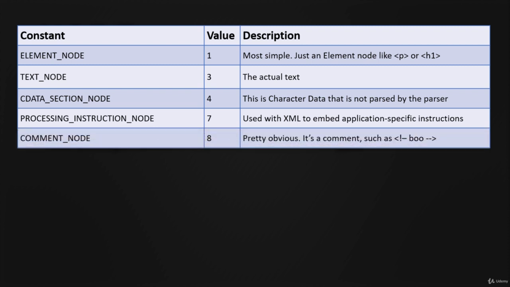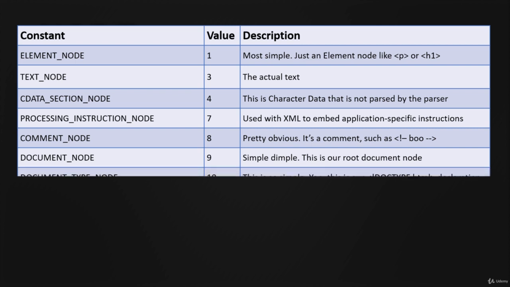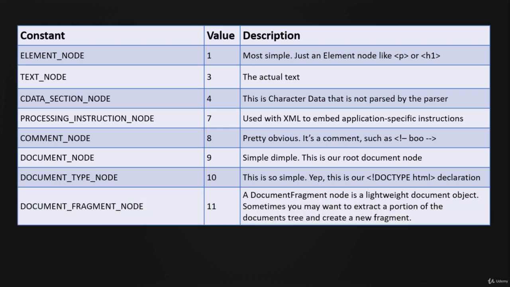We've got comment nodes, which we've seen, pretty obvious. It's a comment, such as boo. We've also got our document node, and this is also simple dimple. This is our root document node. We've also got our document type node, and this is so simple as well. Yep, it's just our doctype HTML declaration. Remember, we mentioned this. And there's only one more active type of node, and that is the document fragment node. FYI, a document fragment node is just a lightweight document object. And sometimes you may want to extract a portion of your document tree and create a new fragment from it.